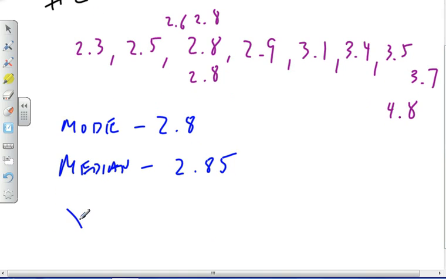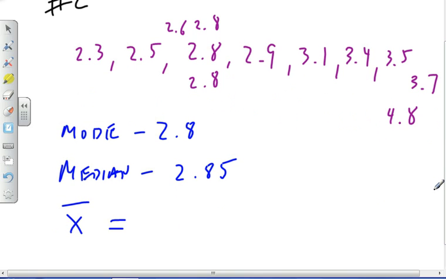And now we need the mean, which means the average. So now I'd have to add them all together and divide by how many they are. And is somebody going to do that for me real quick?